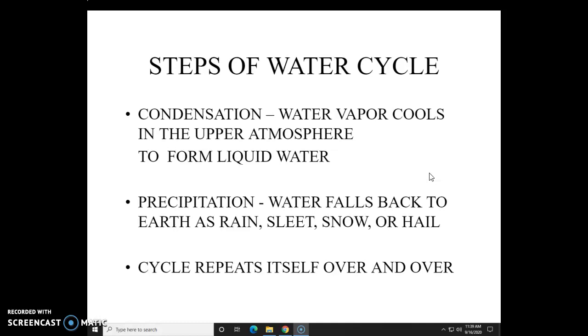And, of course, there's precipitation. That's the most common, I think, to kids that they know, is where water falls back to earth as rain, sleet, snow, or hail.